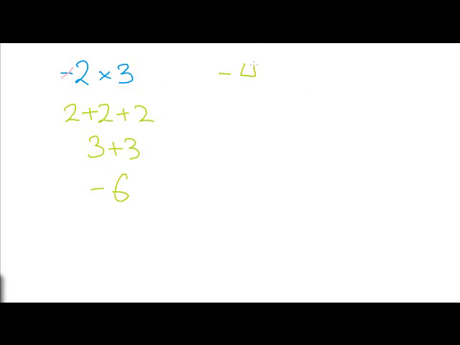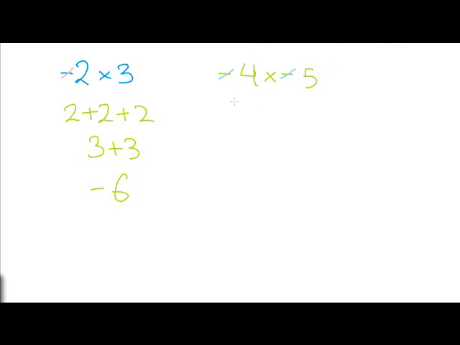But let's say negative 4 times negative 5. What will you do? Well, first of all, you can cross out the negatives, because two negatives cancel out into a positive. So it's 4 times 5.